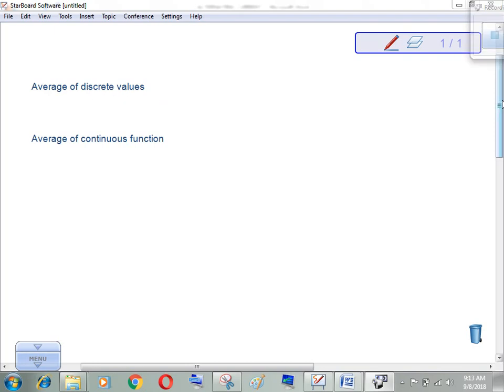Average of discrete values. First of all, what do we mean by discrete? Suppose in a class there are 5 students and their marks are 20, 15, 30, 40 and 5. These are the marks. So these are discrete values, and these are the values for all 5 students.